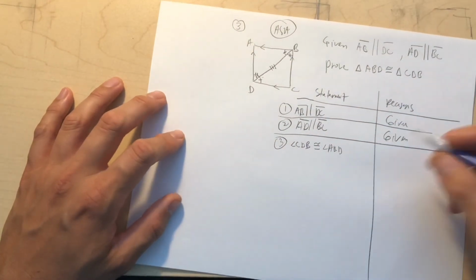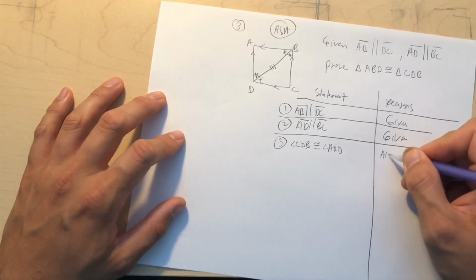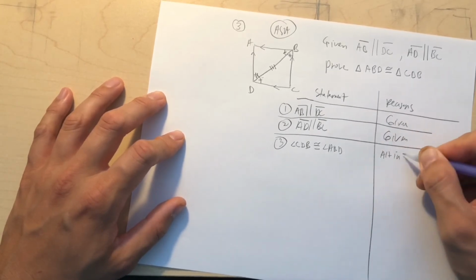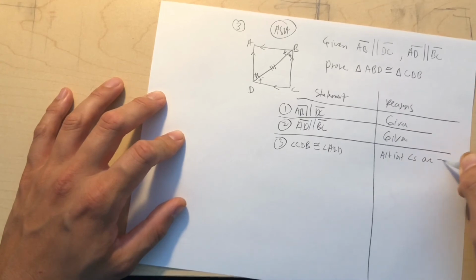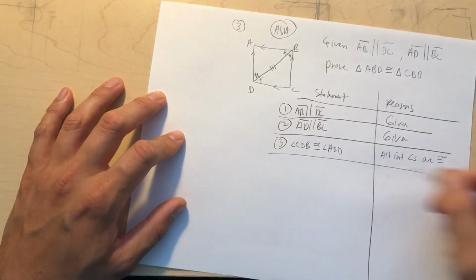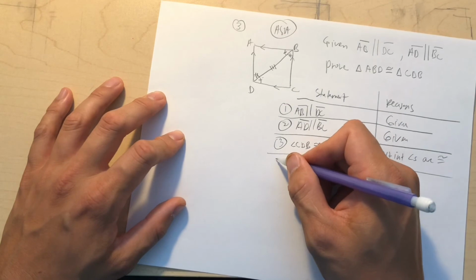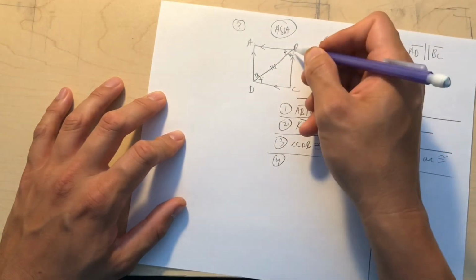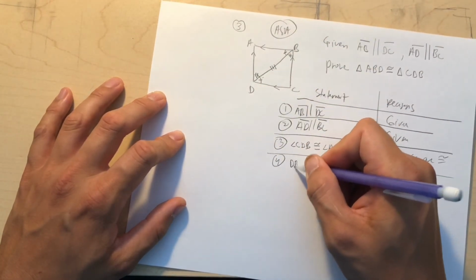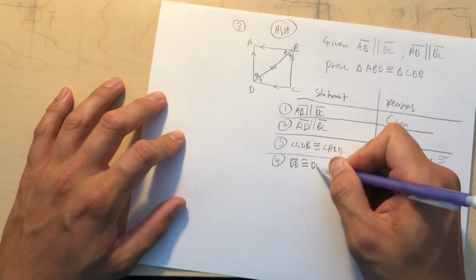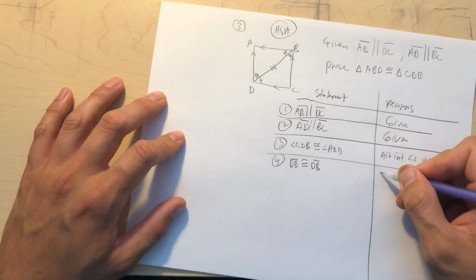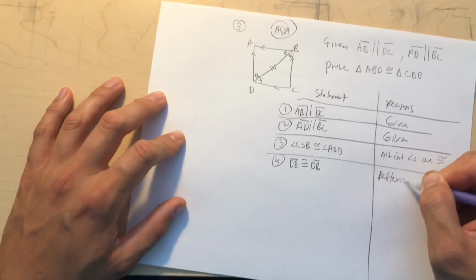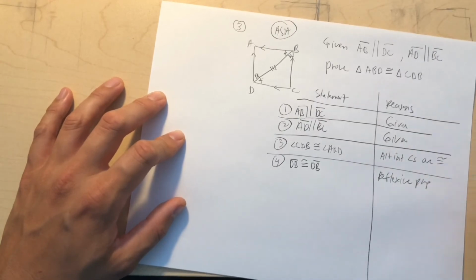You could just write down alternate interior angles are congruent. So now we have the two sides. DB is congruent to DB, and then reflexive property.